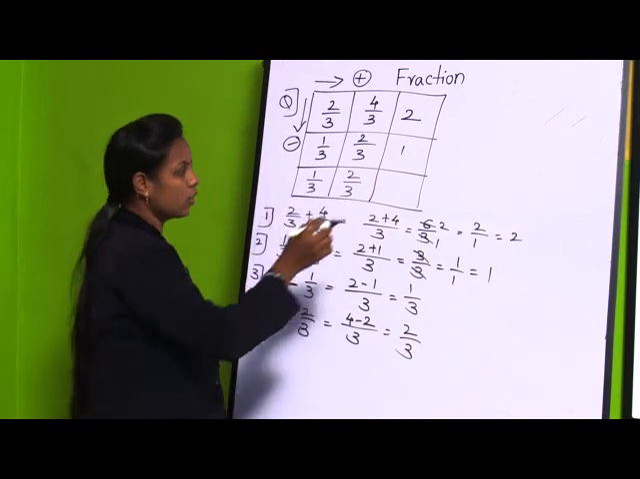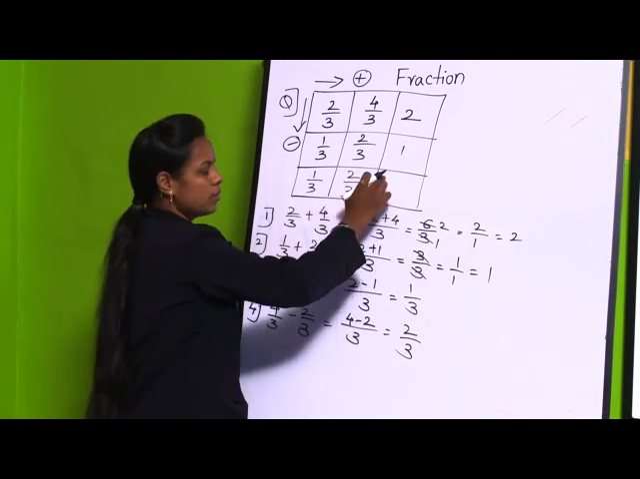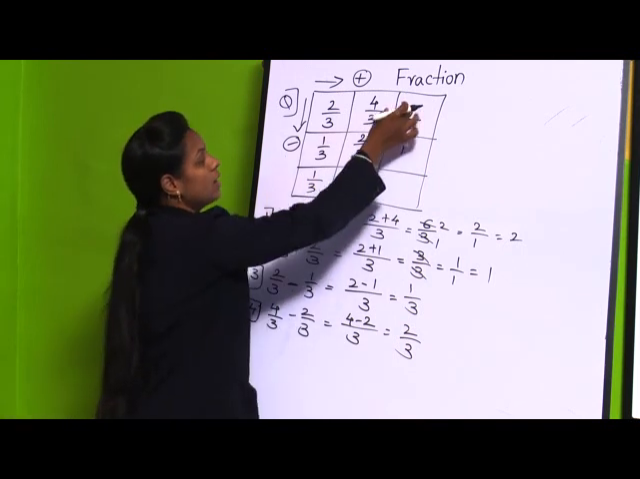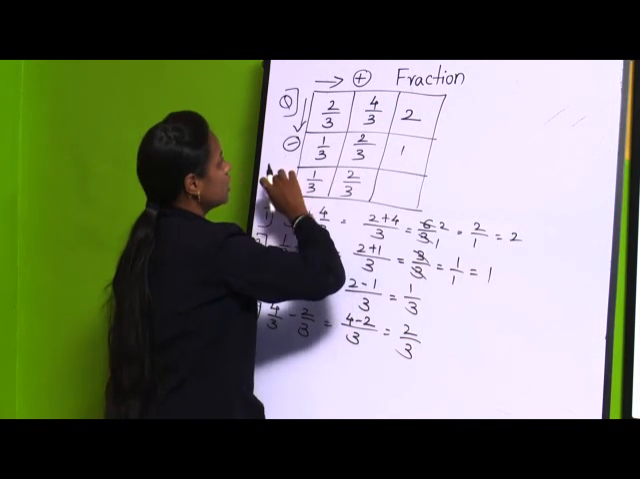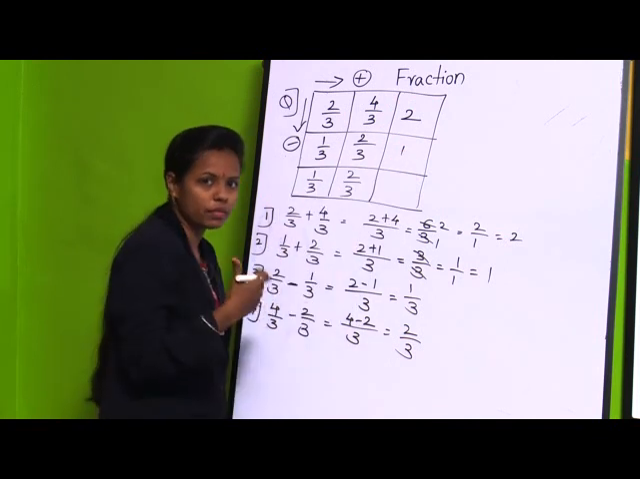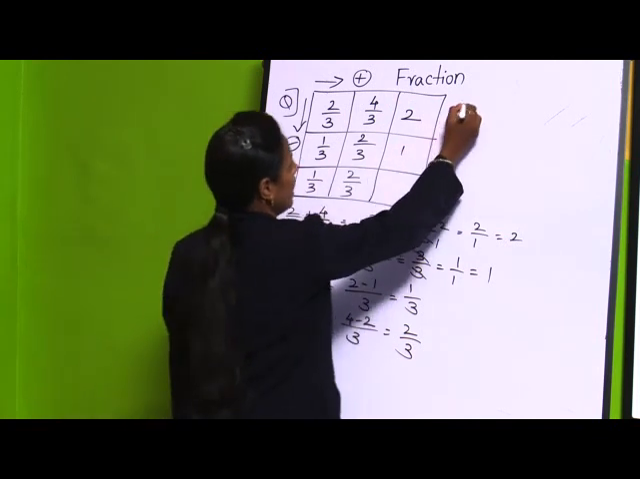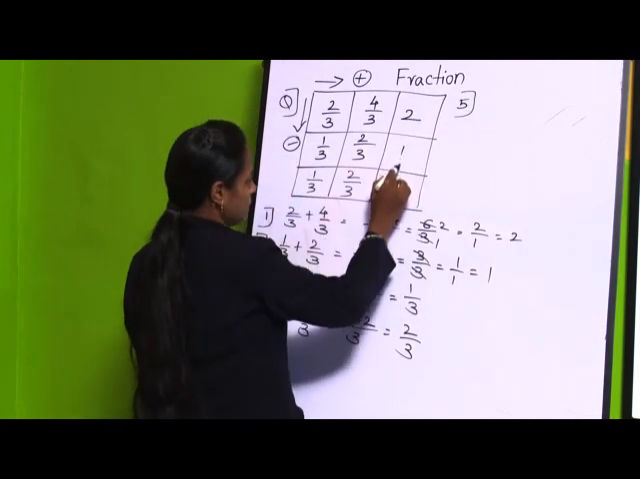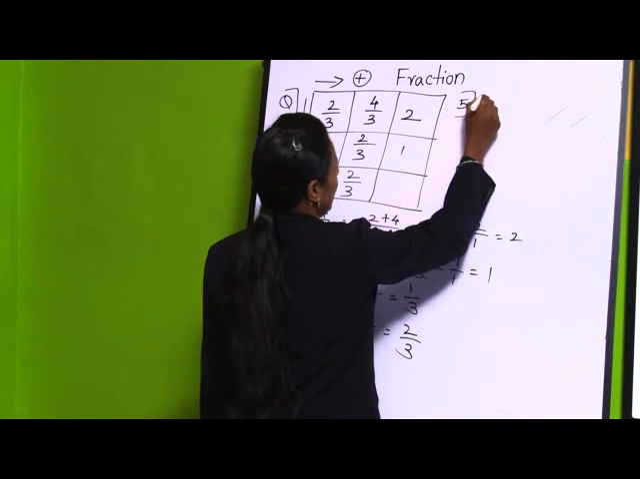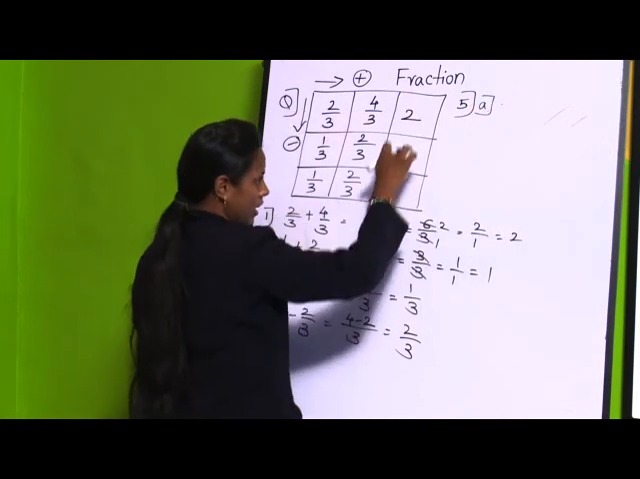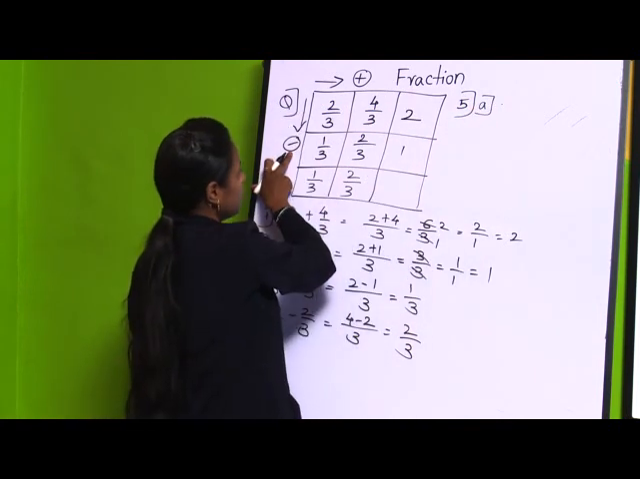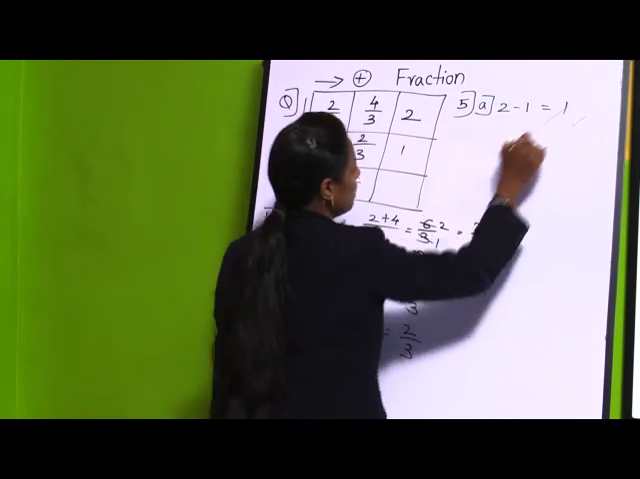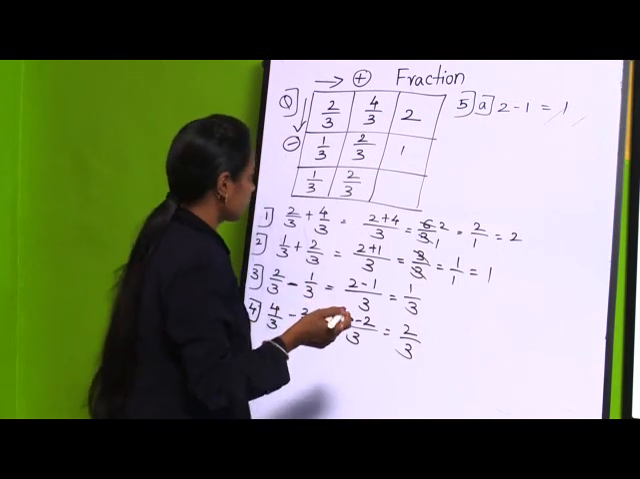Now at last we are going to solve this box. So we can solve this box in two ways, either by doing the subtraction or by doing the addition. We will see in both the ways. So the last step, fifth step, we will see here. First we will do the subtraction, that is A. As we are going vertically, so we know that we are going to do subtraction. So 2 minus 1 is equal to 1 is the answer.